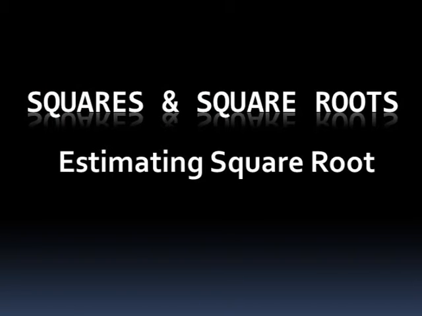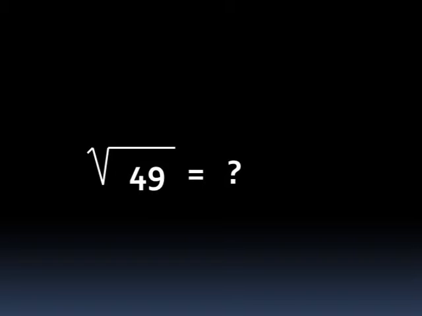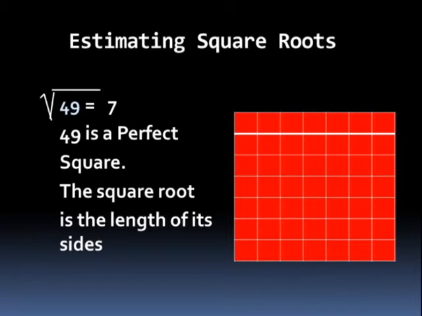Sometimes we have to use the method of estimation to find the square root. What is the square root of 49, by the way? Let's draw a large square, 7 by 7. And of course, the area is 49 cm squared. The square root is the length of its sides. And in this case, we get 7.